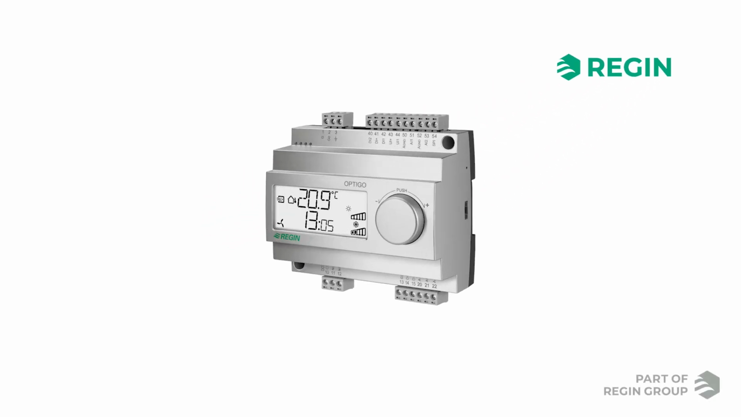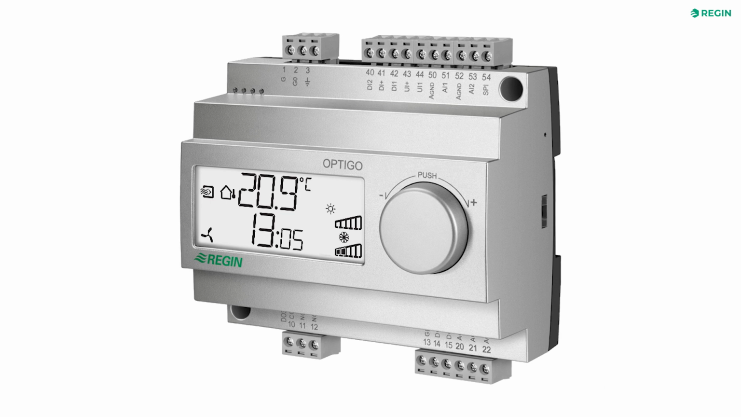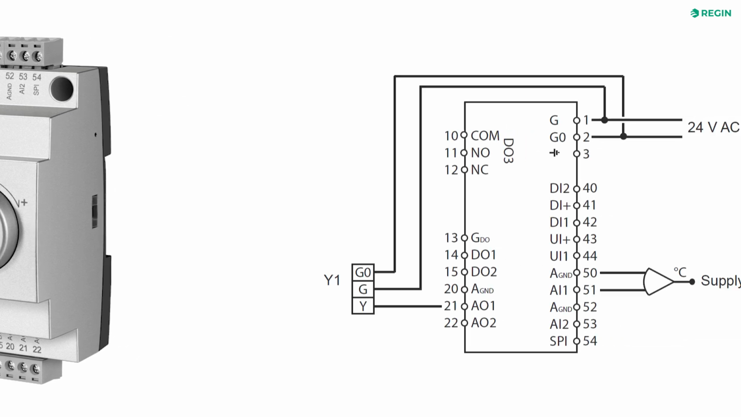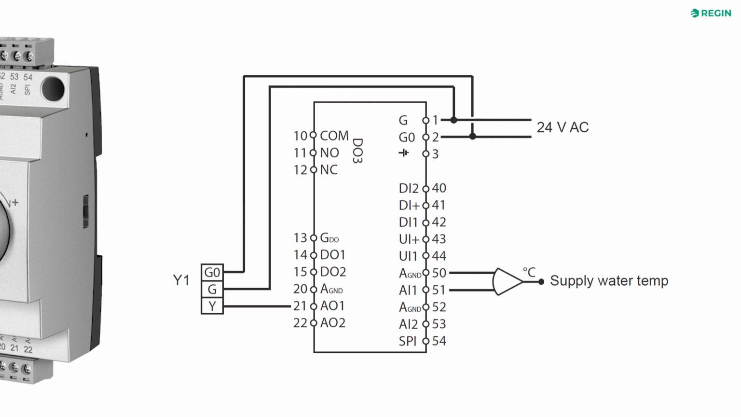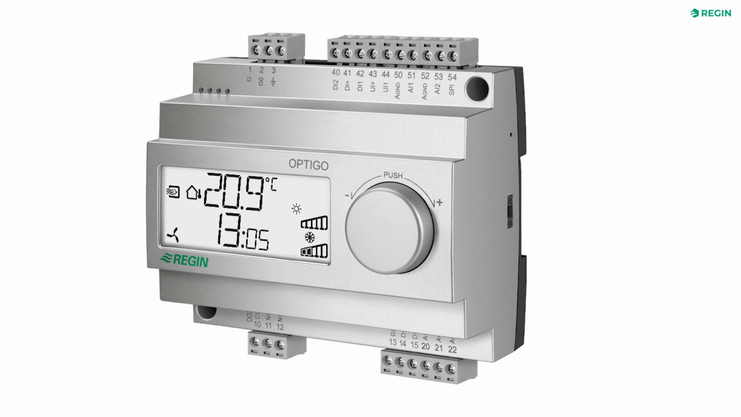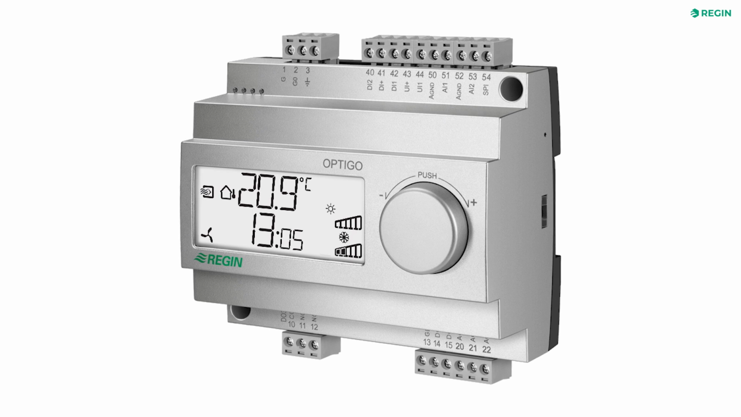In this video, you will learn how to set up the last of the 5 available control modes on the Optigo 10 – Domestic Hot Water Control. In Mode 5, the program is preset to use a 0 to 10 volt signal on analog output 1 and a single sensor for supply water temperature on analog input 1. It is not possible to configure a 3-point signal in this configuration.